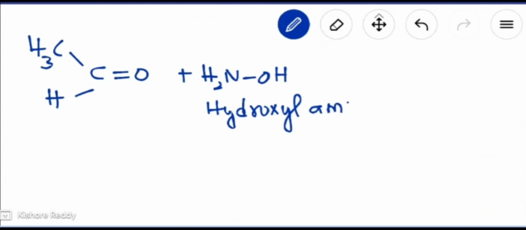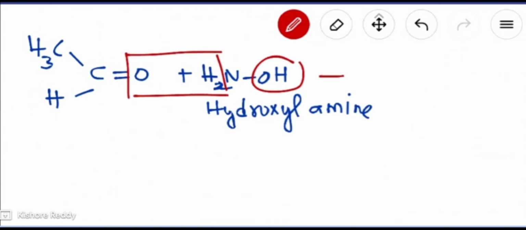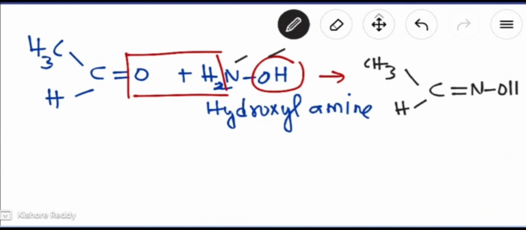Hydroxylamine. Is it right? The amino group, the NH2 group, is there, and in that OH is substituting H. So leave that. Now, condensation reaction, removal of H2O. Then what will happen? Keep this as such, CH3, C and H. This will become a double bond. Now what is there? NOH is there, right? N-OH will combine to this. Then this is called an oxime.